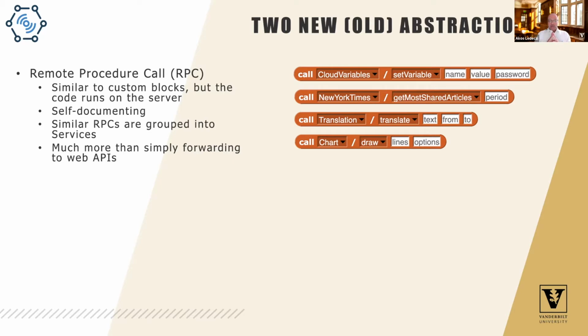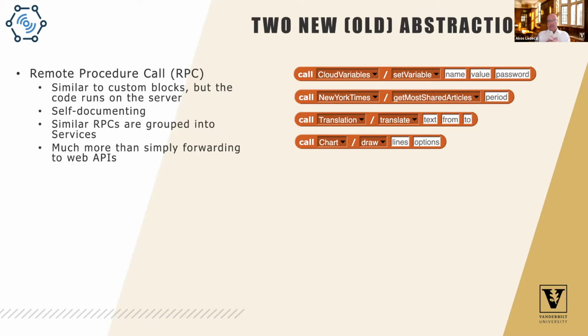They are self-documenting. So what do I mean by that? I'll show most of it during the demo, but even here you can see that the input argument names show up. So for example, if you look at the first one, cloud variable, set variable, name, value, password, it's pretty obvious what those are and how to use it just by that, but I'll show more of what self-documentation really means. So similar RPCs are grouped into services.